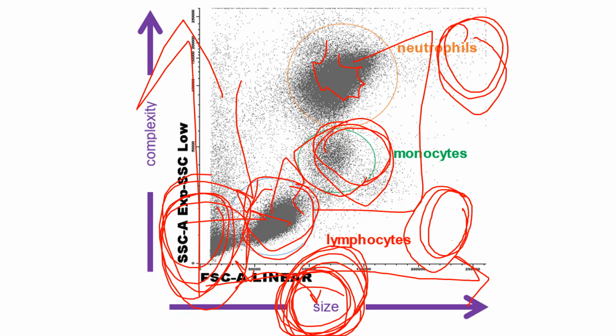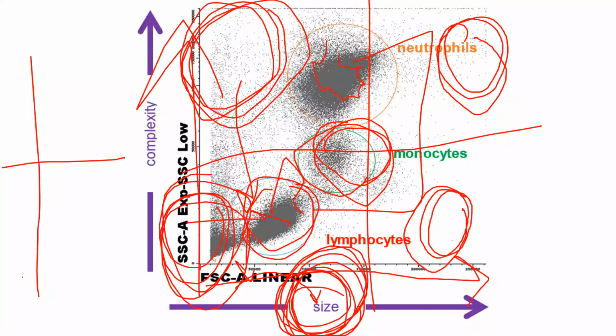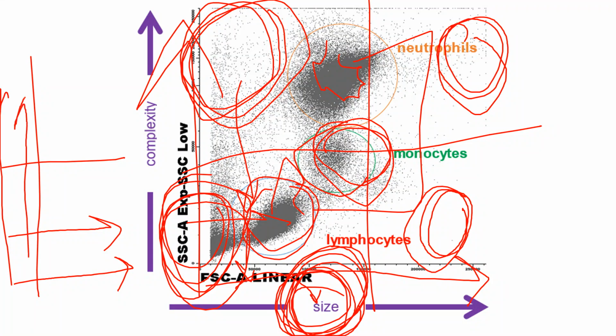If the complexity is very high and the size is very low, then it will come here. So these are the four quadrants. When we go along the x-axis, the size will increase, and when we go along the y-axis, the complexity, the granularity, will increase. Basically we know that there is a lot of granularity in the case of neutrophils, so that gives the complexity and goes onto the y-axis.